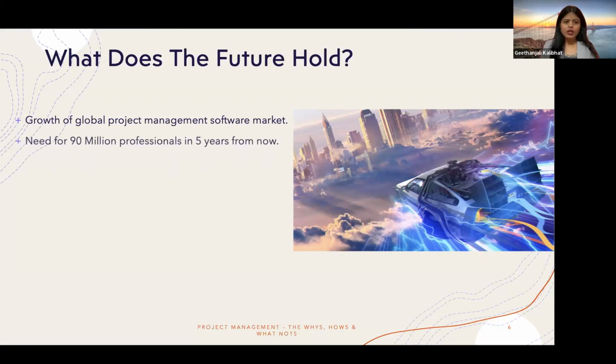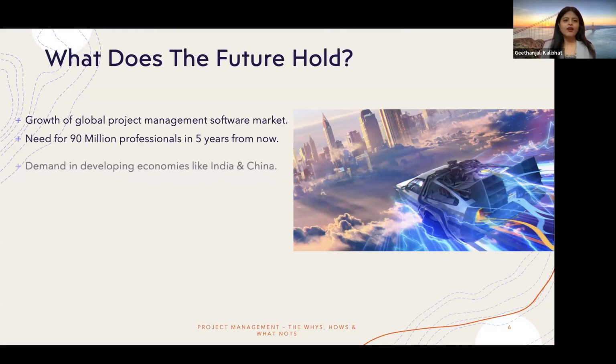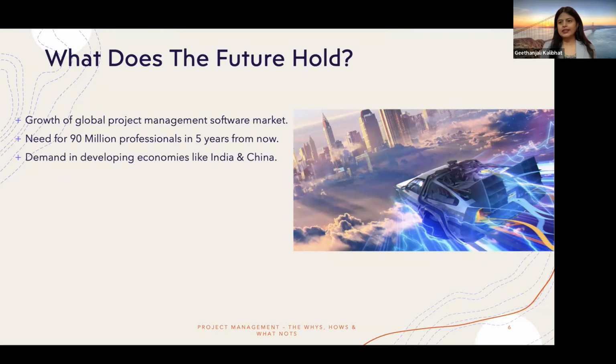Then coming to the need for professionals, 5 years from now you will need at least 90 million professionals. That's the projection we are seeing now. So just ensure that you are constantly there in your best possible role as a project manager. Demand in developing economies like India and China. If you talk about these two countries, this is where production costs are the lowest compared to huge Western economies. So everyone seems to be looking at these two places when it comes to production, and that's when project management also comes into play, because the demand for production is higher in these countries.